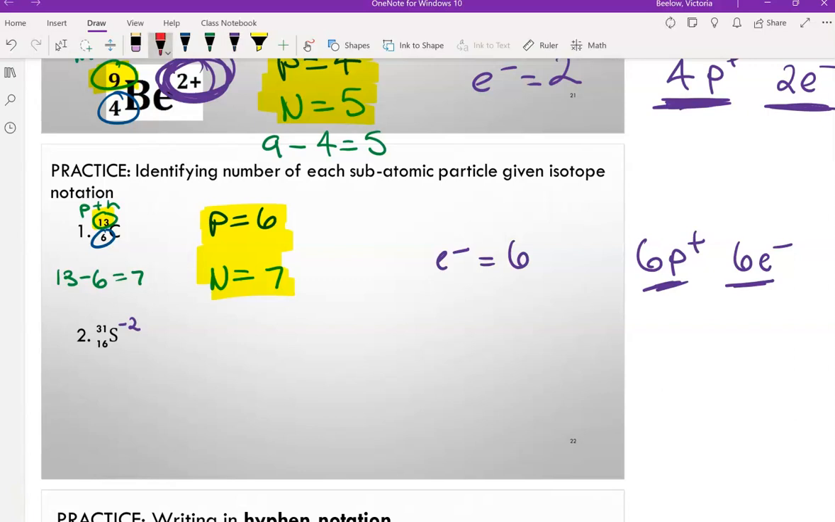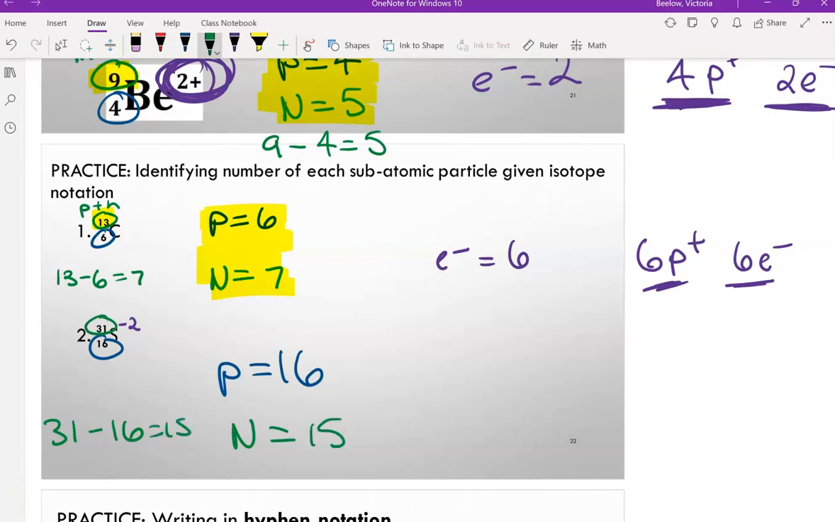All right, now I'm going to go ahead and go over that. So protons, you should have gotten 16. That's this number right here. Neutrons, remember, again, this is the mass, which is protons and neutrons added together. So I would do 31 minus 16, which is 15. So that's my number of neutrons, because if you add 16 and 15, that would be 31.